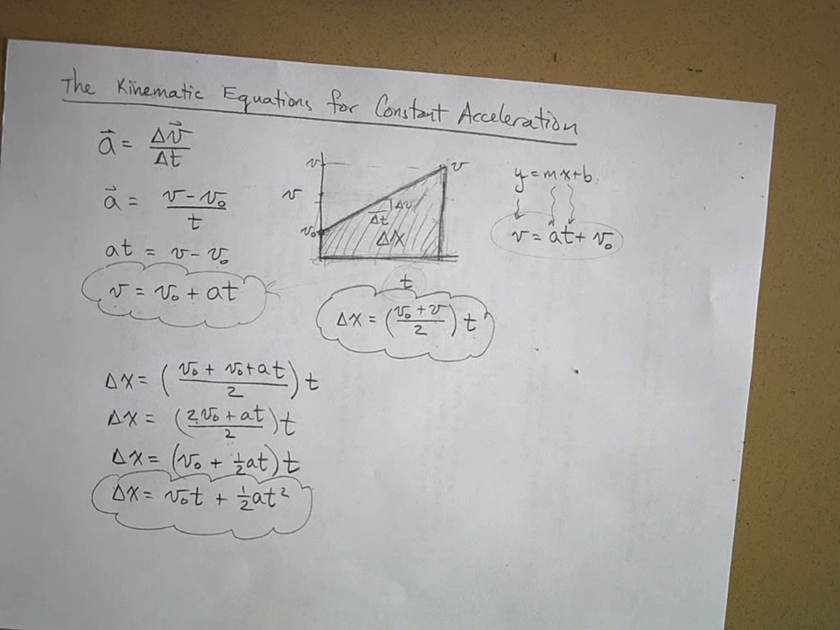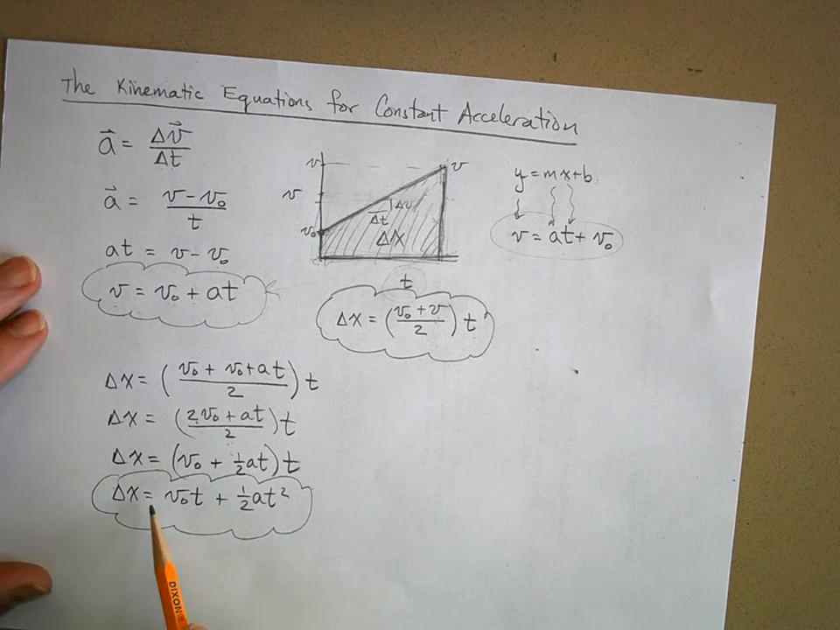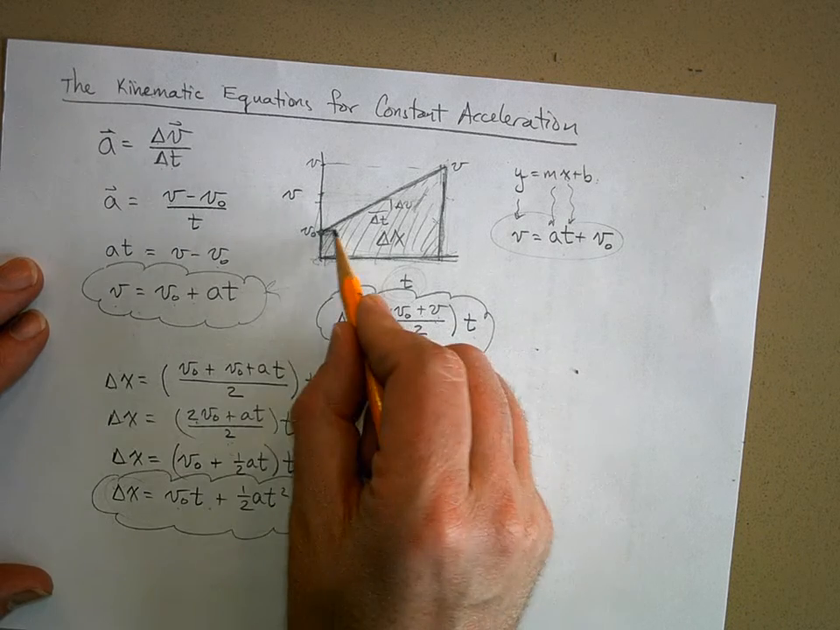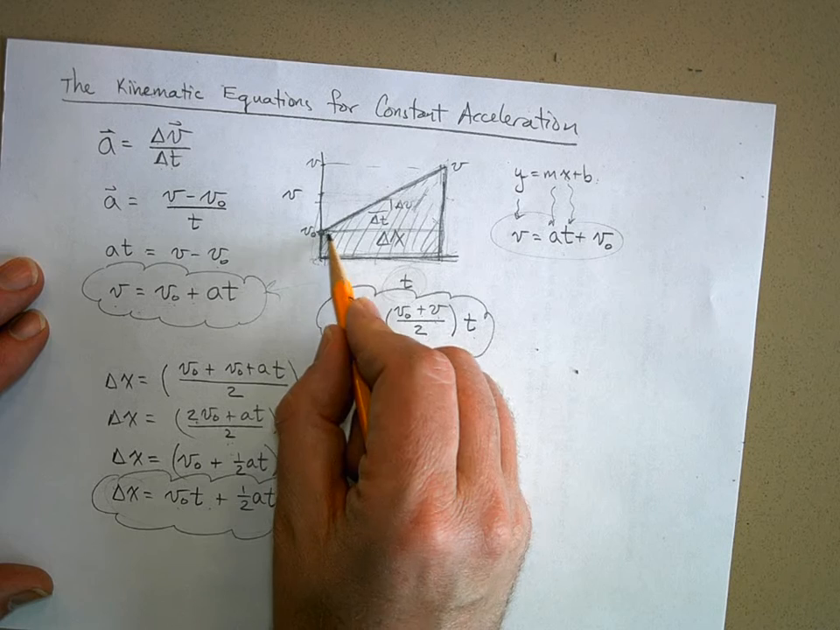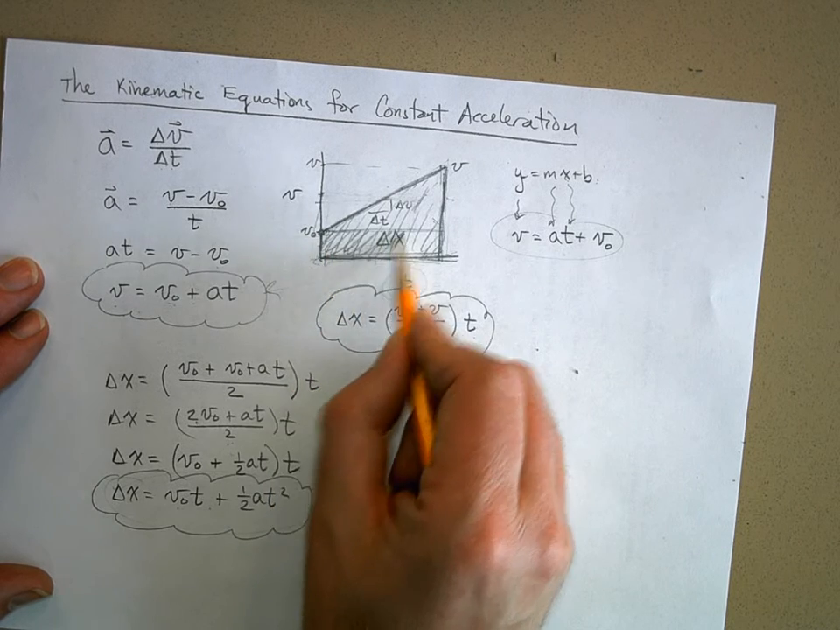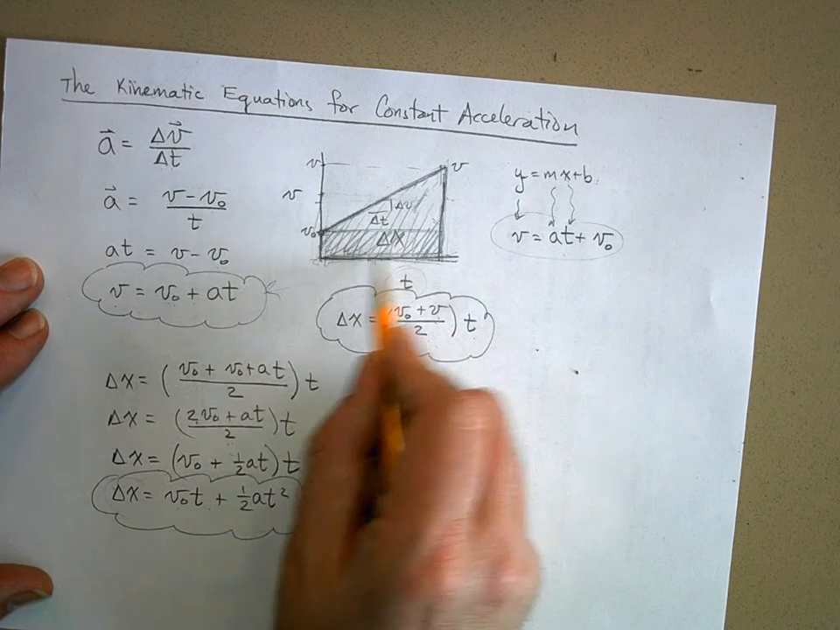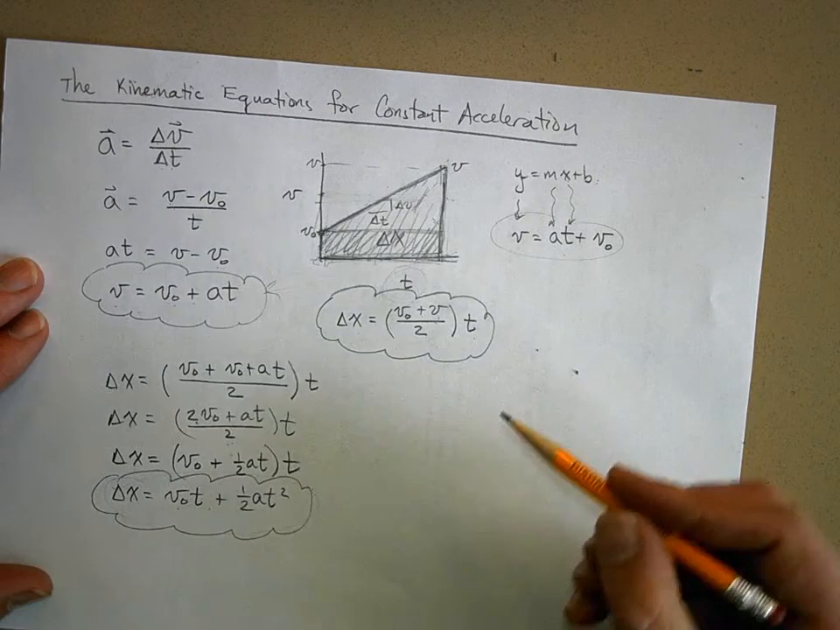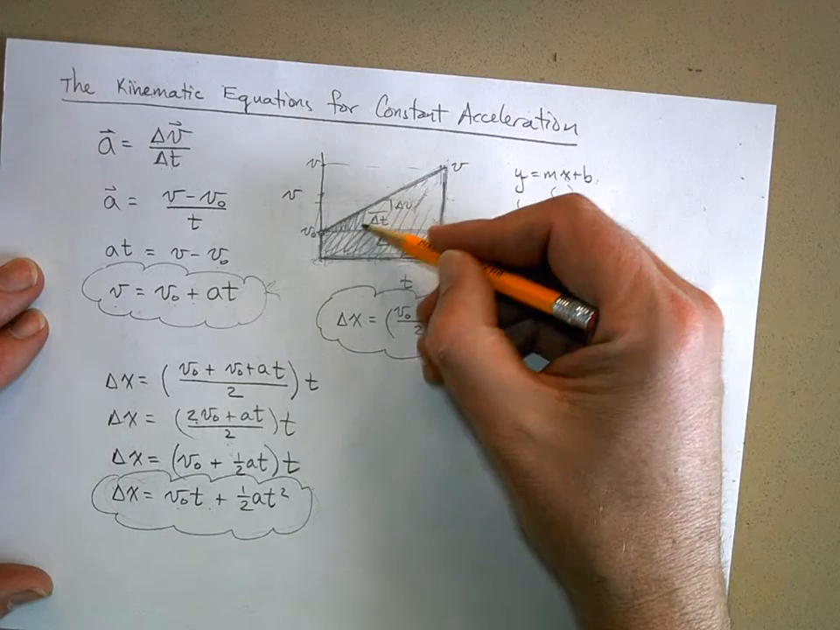Now I'm going to do another substitution. It's just an algebra game. Oh, one thing. Look at this one. V naught times t is really the area of this rectangle that I'm shading in right here. V naught times t is, right? Now this 1/2 at squared, that's the area of the triangle.